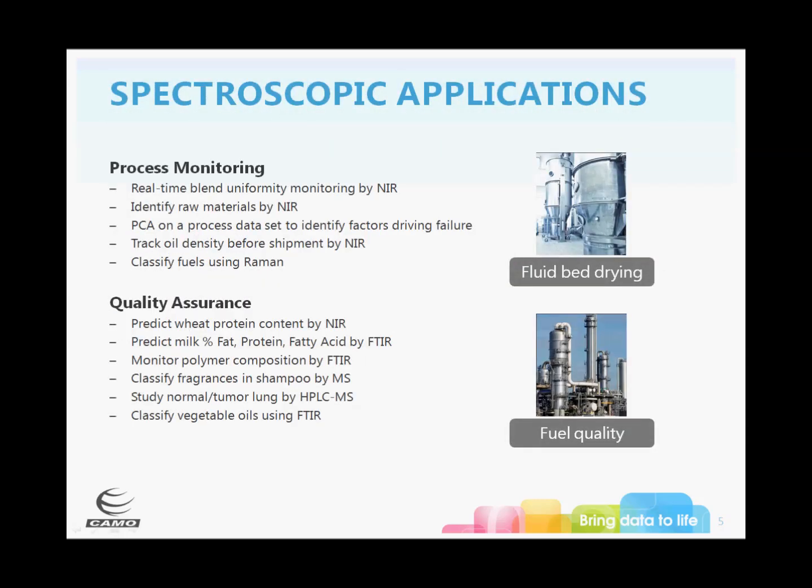Some spectroscopic applications include process monitoring, such as real-time blend uniformity monitoring or raw materials identification by NIR. Spectroscopy may also be used for quality assurance, for instance for predicting wheat protein content by NIR or for classification of vegetable oils using FTIR.